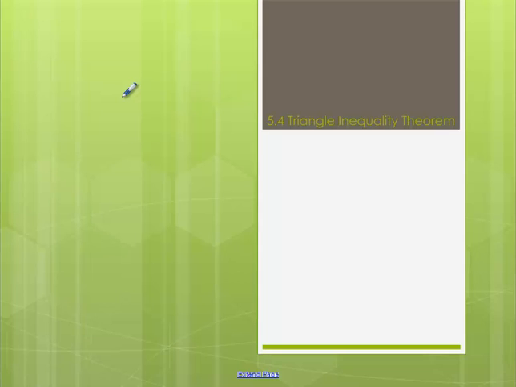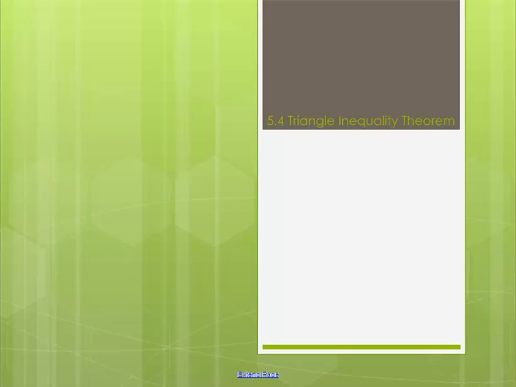Here's the last section of Chapter 5. It deals with the triangle inequality theorem. This is more of a very conceptual based topic, but this is something that definitely shows up on the ACT. It has in the past. I've seen it on a couple ACTs in the past. And it requires some thinking.